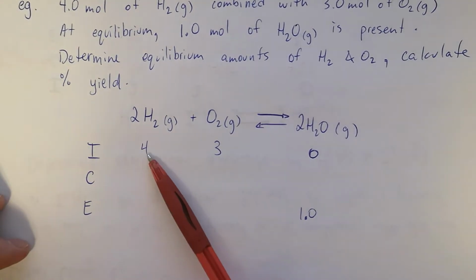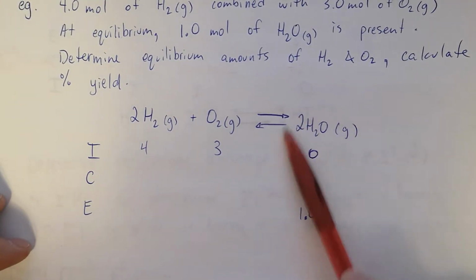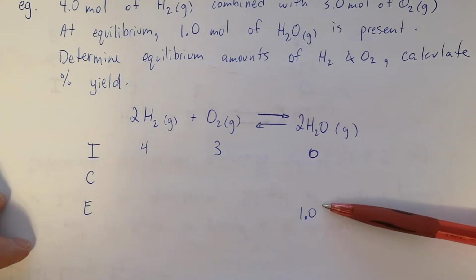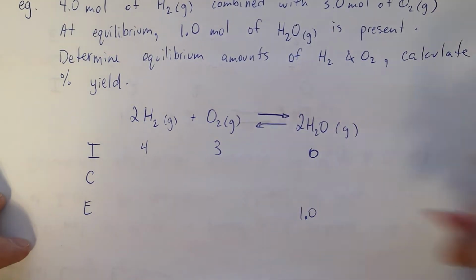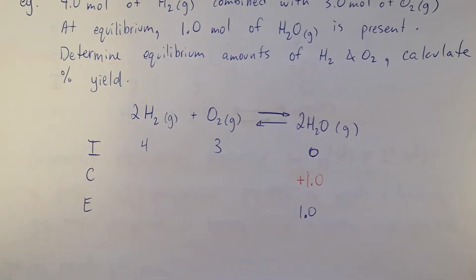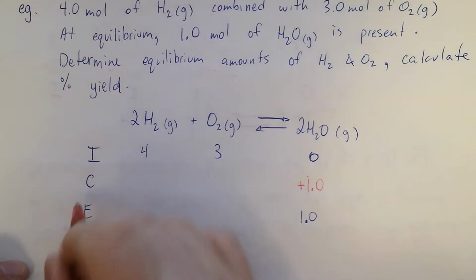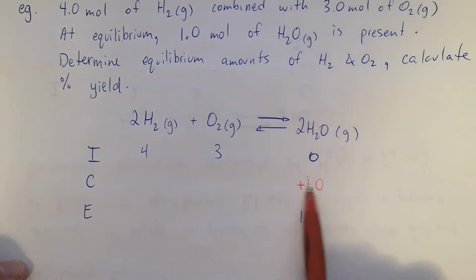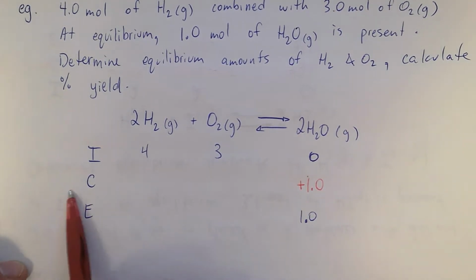All right, so we have 4 moles here, 3 moles. We always start with 0 of this stuff. Okay, at the end, we had 1 mole. That was given to us in the question. That tells us the change. So we added 1 mole of water. And remember, we apply stoich to the change row.